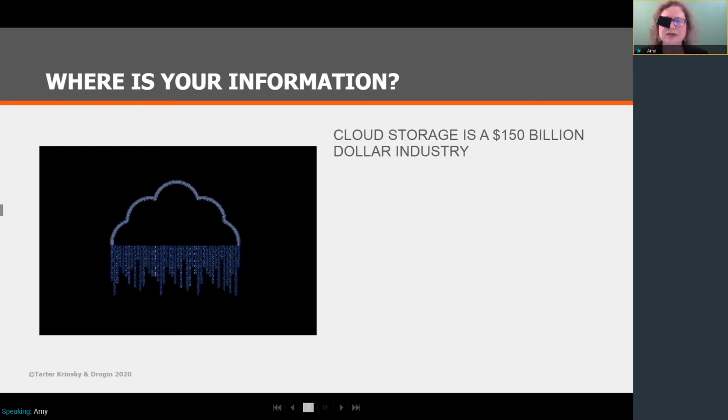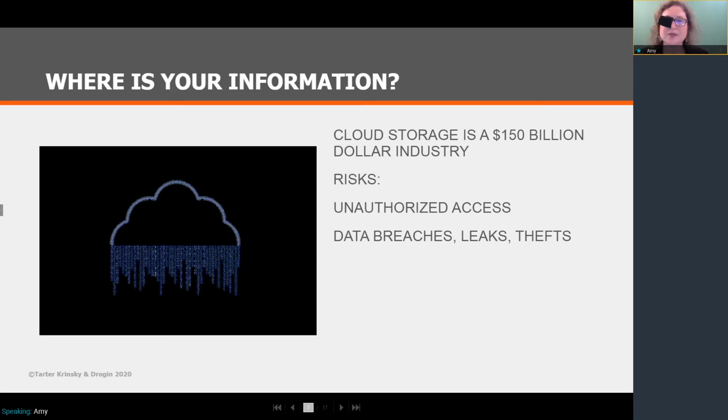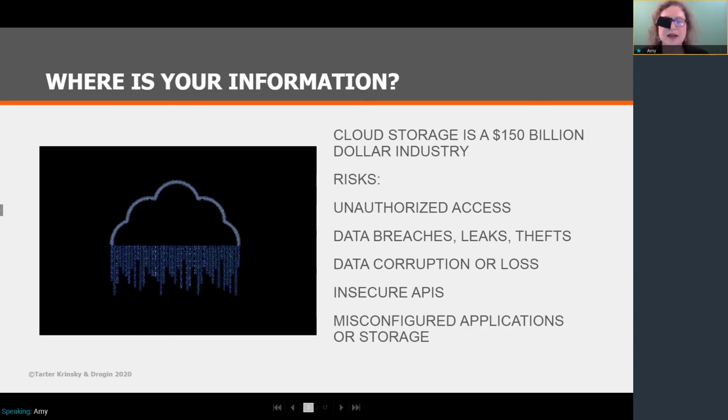So, cloud storage, it's a $150 billion industry. What are the risks? Well, unauthorized access, which is hacking, and data breaches, which is not only hacking. You may have an employee that actually takes data away if you fire them, for instance. There could be leaks simply because your system is not hardened, and there could be thefts. What happens if somebody's laptop is stolen and it wasn't encrypted? You could have data corruption or loss if you're not backed up. And you could be working with insecure APIs, which are platforms upon which you could be building your website or mobile application. You could have misconfigured applications for storage. In other words, things weren't set up properly and therefore you lost data or data has leaked out.